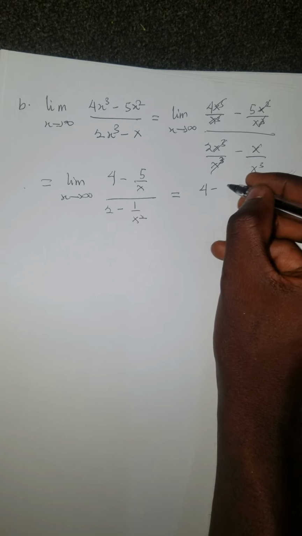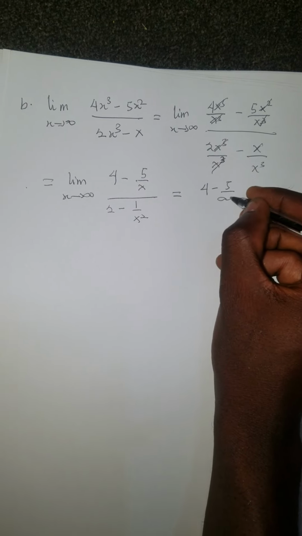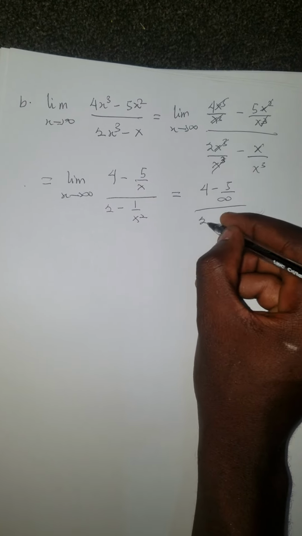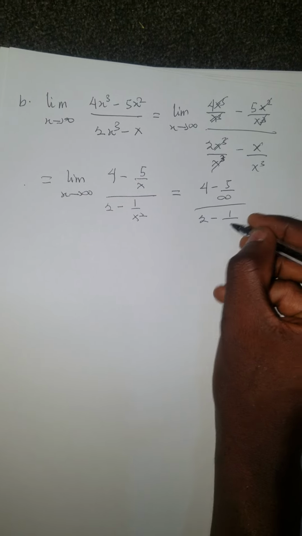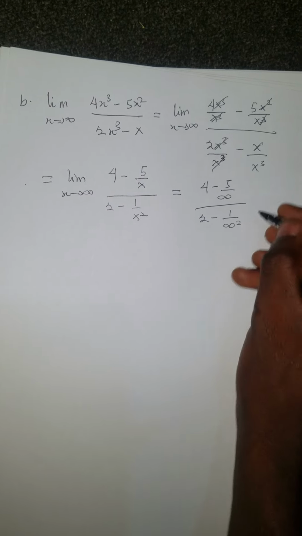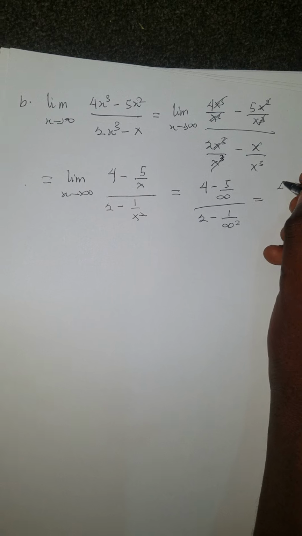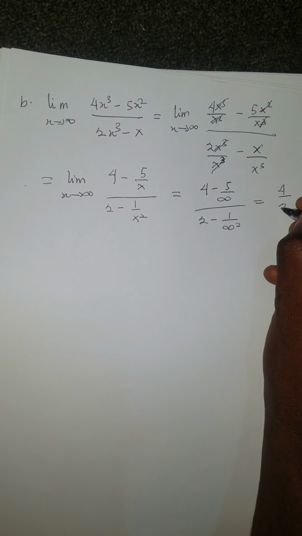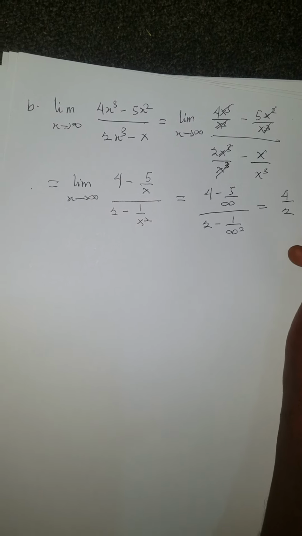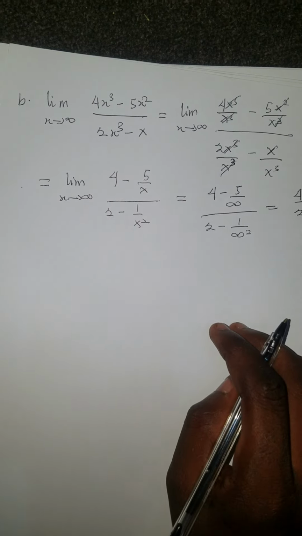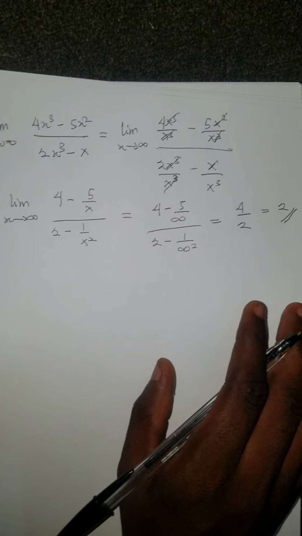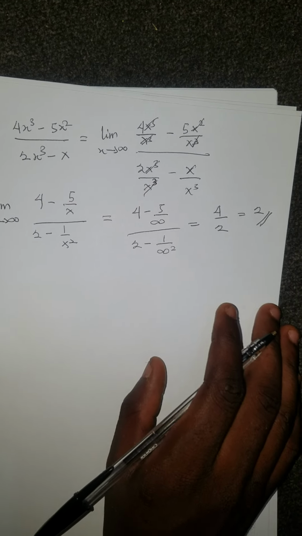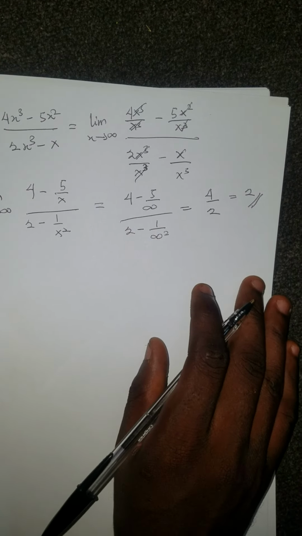Now you can substitute inside. It will be 4 minus 5 over infinity, all over 2 minus 1 over infinity squared, which is equal to 4 over 2, and the answer is equal to 2. So 2 is our answer.